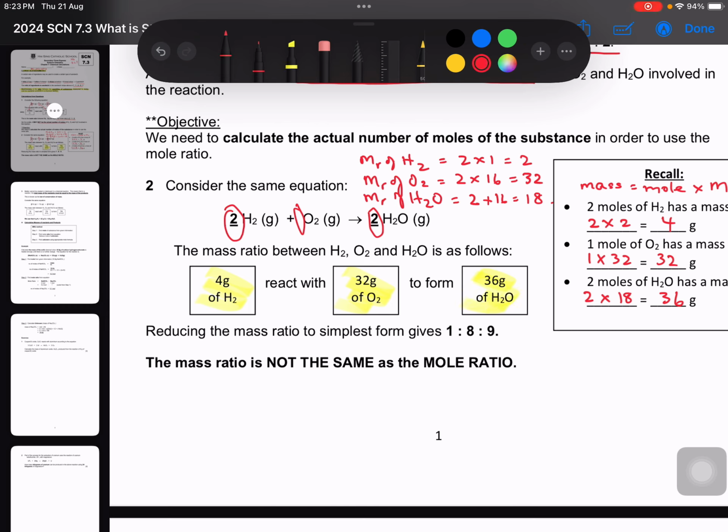Okay. So step one, find mole. So we are going to use the mass formula, mass over Mr. Substitute in the numbers, 16.8 divided by, then calculate the Mr of NaHCO3. That will give you 0.2 moles. First step done, find mole.